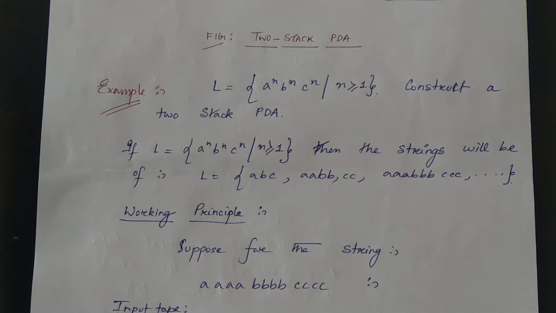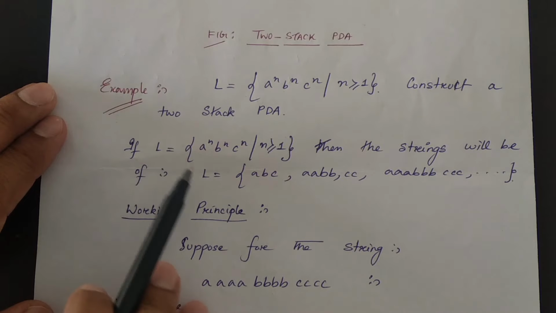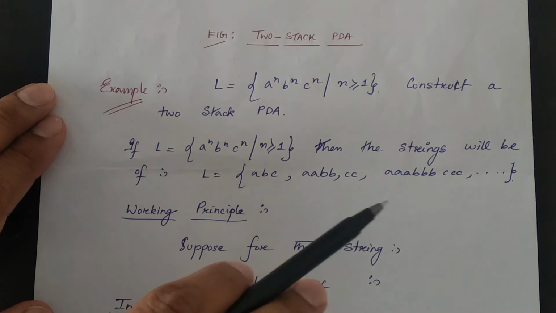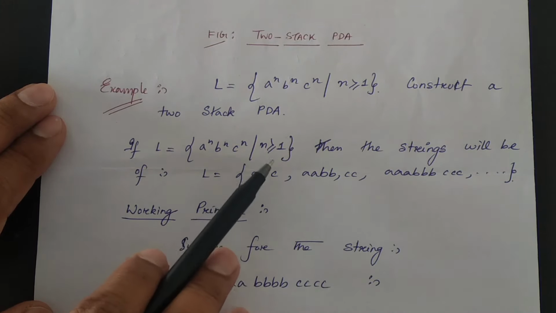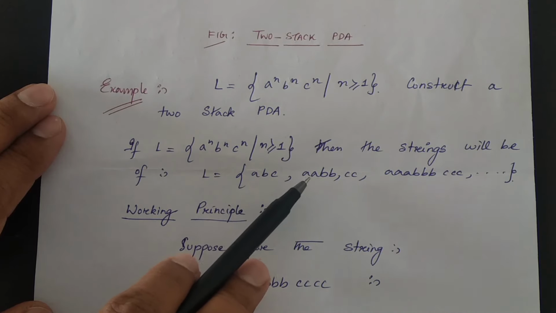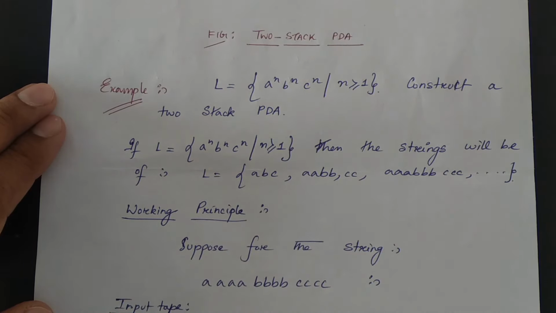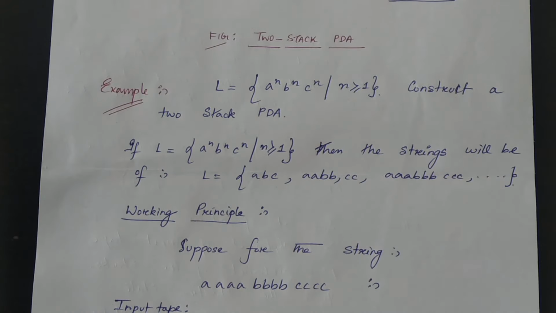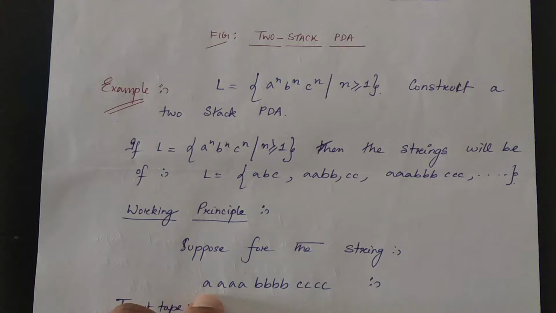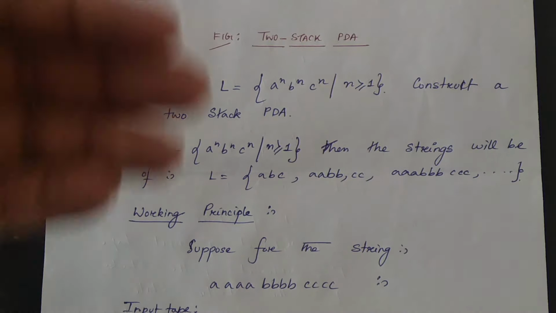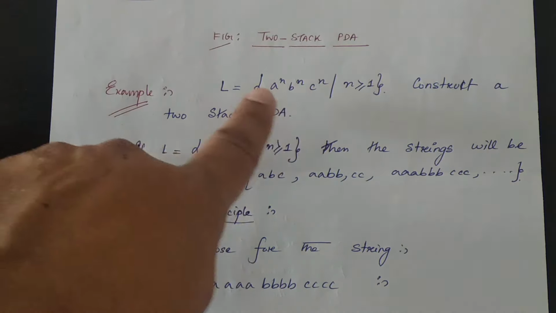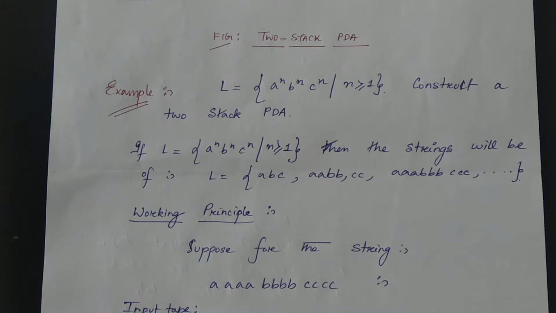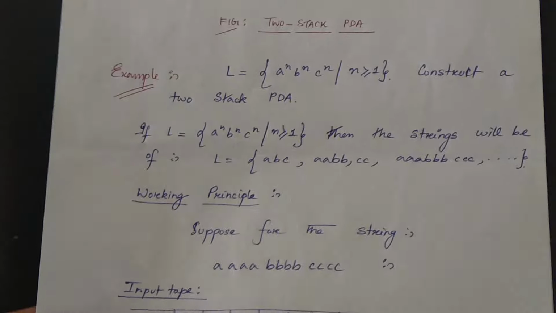So let me explain how to draw this. According to the language, I have defined particular strings. You can also identify, like, n equals 1 gives a b c, n equals 2 gives a a b b c c, and so on. So how do we work on this? Now suppose we are considering this particular string, 4 times a, 4 times b, 4 times c. Or let it be, I will consider the entire language, and I will draw the two-stack PDA. Let me take an empty page and I will draw it.